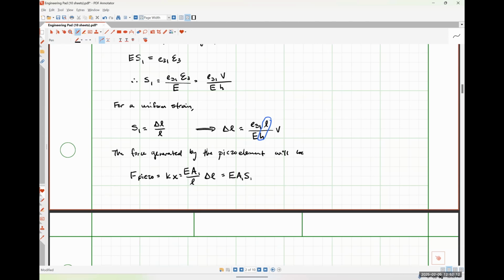And if we substitute in our relationship for S1 from above, this comes out to be E31 A1 over H, all times our applied voltage. So this is what our generated force looks like for a transverse piezoelectric actuator.